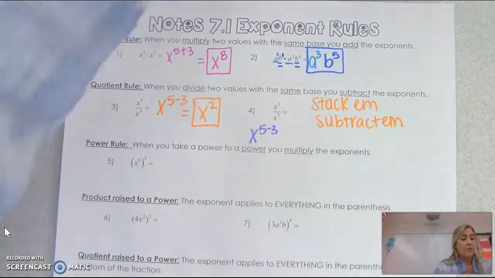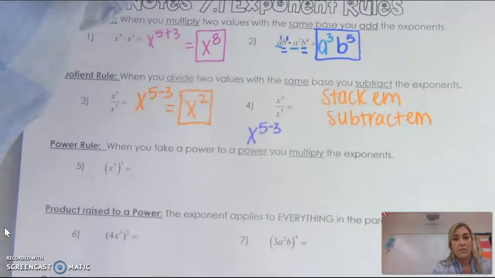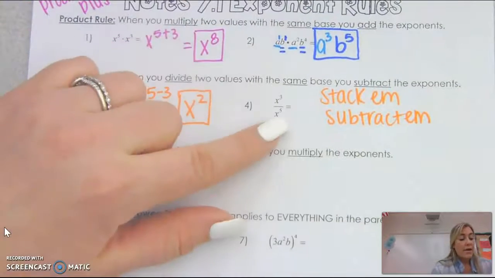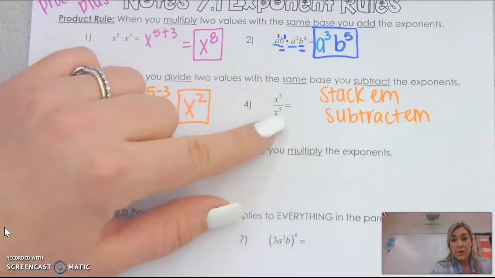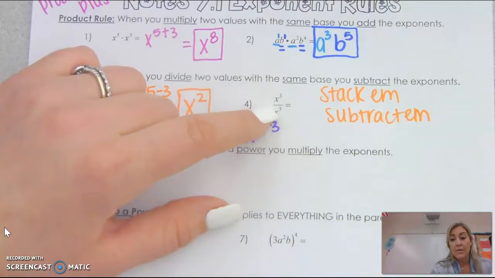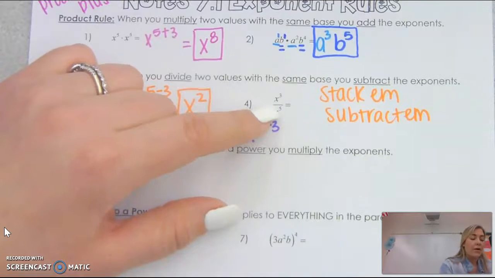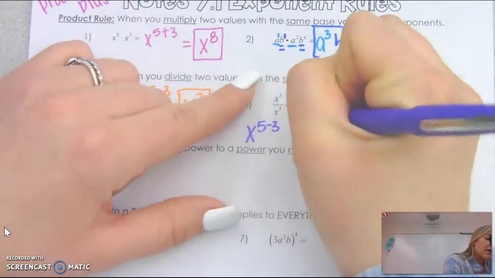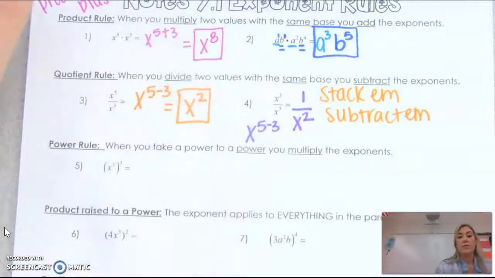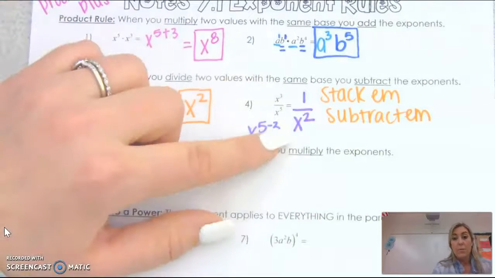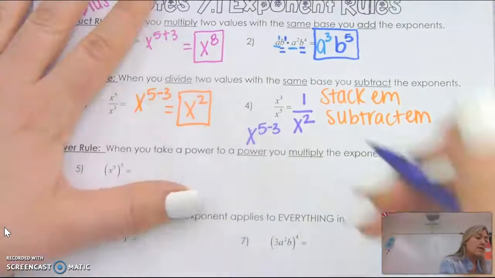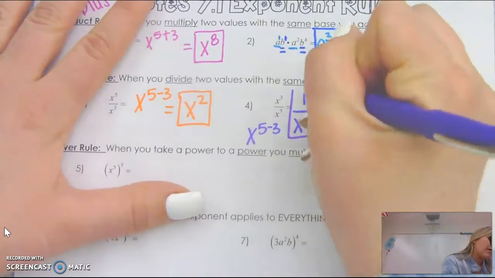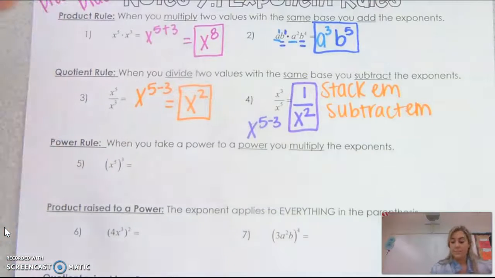But what's tricky about this one, I'm going to zoom it in so you can see a little bit better. The x to the fifth is on the bottom. So that means there's more x's on the bottom, so we're going to keep our x's on the bottom. We're going to put a 1 on top, and our x squared is going to be on bottom. So if there's more x's on bottom, they stay on bottom. That's going to be our answer.